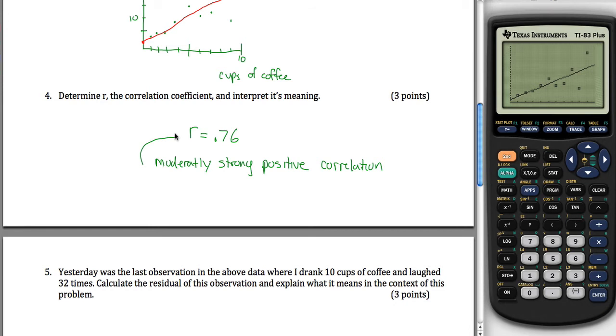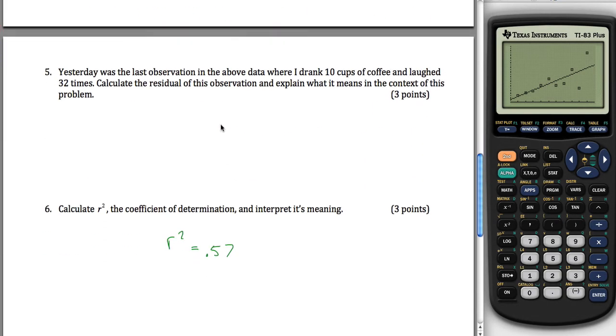One guideline is to use 0.7 as kind of your cutoff. Below 0.7 weak, above 0.7 strong. But I don't know, pretty close to 0.7. Maybe we'll call it moderately strong. Anything close to that's fine. But the key is that it's positive, because it's a positive number.